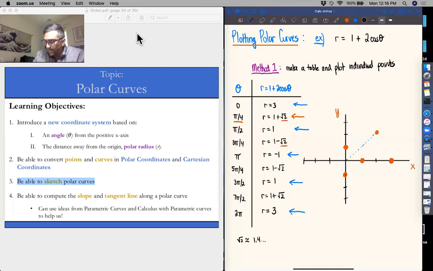So I'm going to first start connecting the points. We're connecting 0 to pi over 4. So remember, at 0, we started there. Pi over 4, it looks like we're going there. And since this is just a really crude sketch using individual points, I'm just going to draw straight lines for the time being. Next, we can go from pi over 4 to pi over 2, which landed us over there.